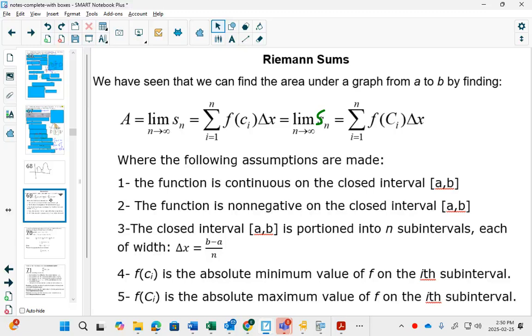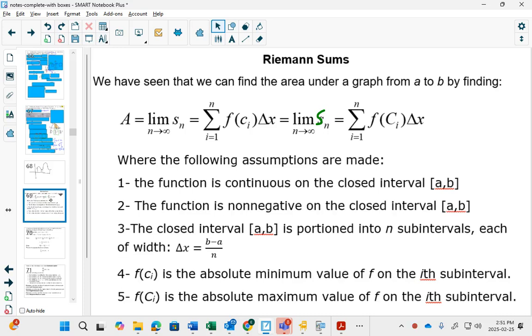Okay. So Riemann. What did Riemann do? He said, well, if the area is equal to the limit of the lower sums and it's equal to the limit of the upper sums, but sometimes we have these graphs where it's not easy to do just lower and it's not easy to do just upper, does it really matter? No. Here's the idea.